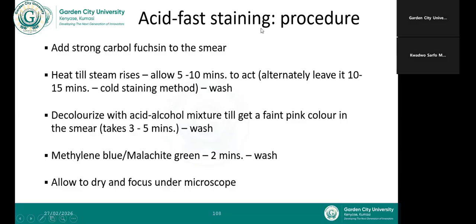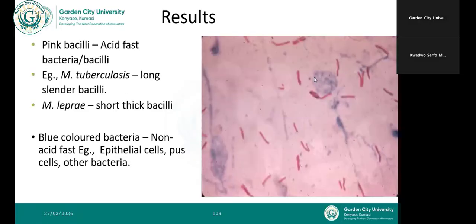So the principle is what I've explained, same as the procedure, and you observe. So this time you'll be seeing pink bacilli. These pink bacilli are not gram negatives. Take note, this is acid fast staining. So if you go to the lab and they show you some slides under the microscope, the first question to ask is: is it gram staining or acid fast staining?